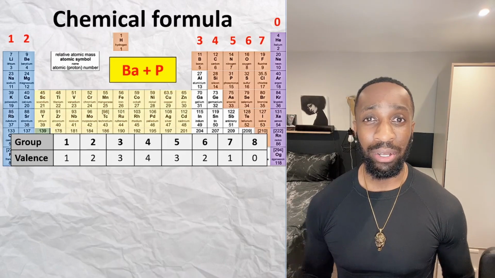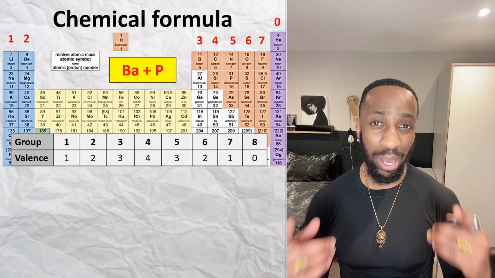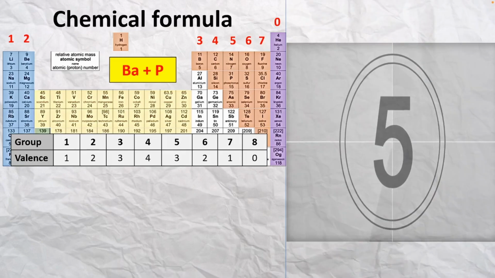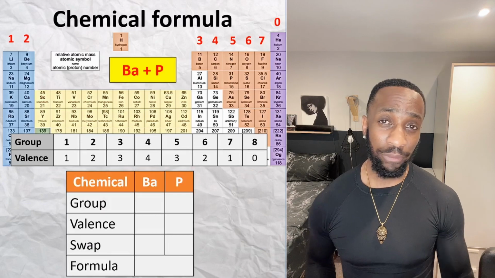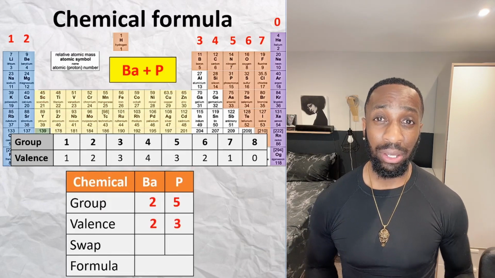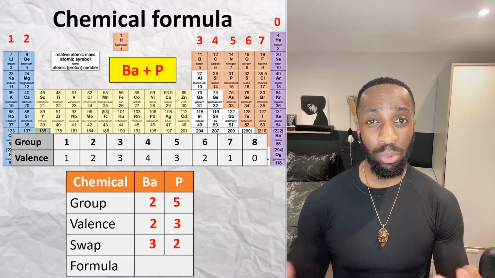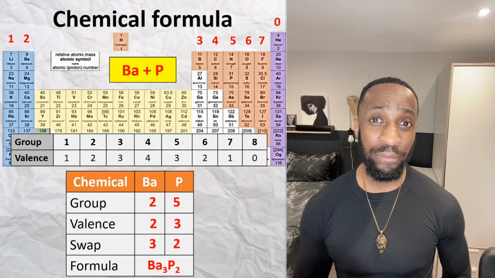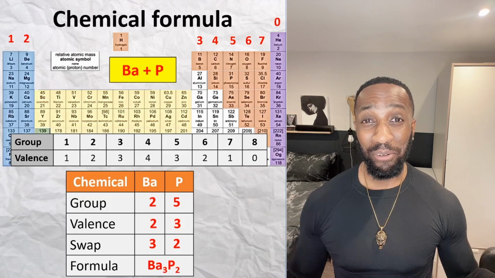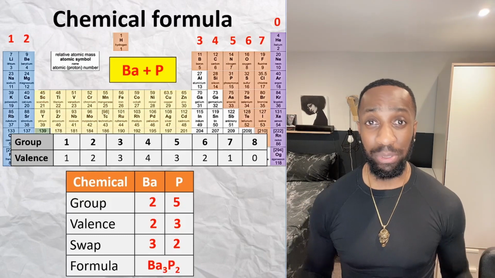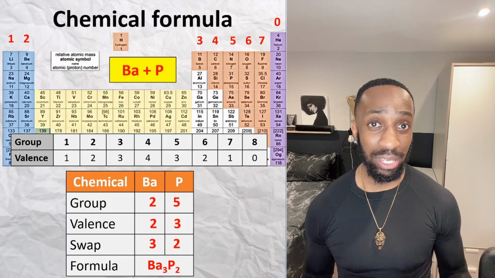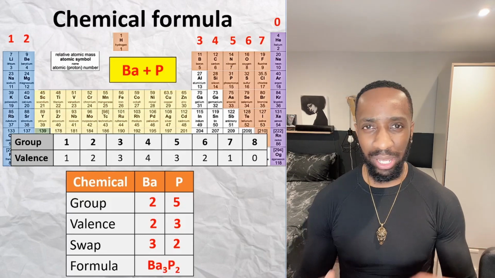What about this one here? When we have barium and phosphorus, also try and work out what the name should be as well. Barium is in group 2 and phosphorus is in group 5. So the valences respectively are 2 and 3. So when we swap the valences around, we get Ba3P2. And the name of this weird compound? Barium phosphide. So that's basically how you work out 80% of all the compounds that you'll be receiving in your GCSE. Let's move on to polyatomic ions now.